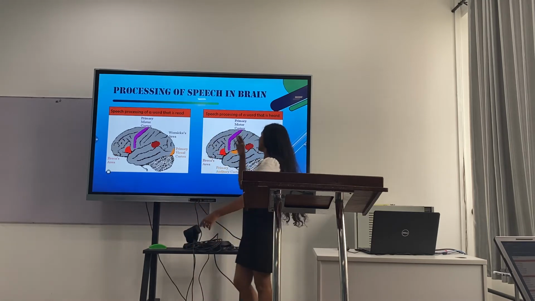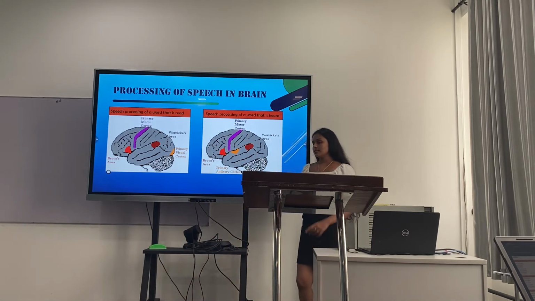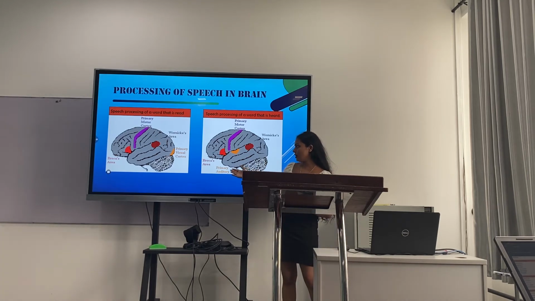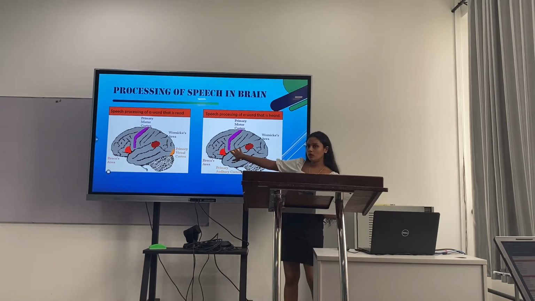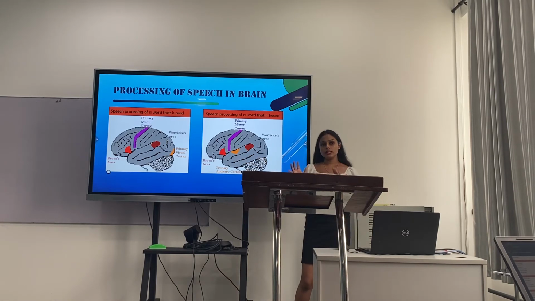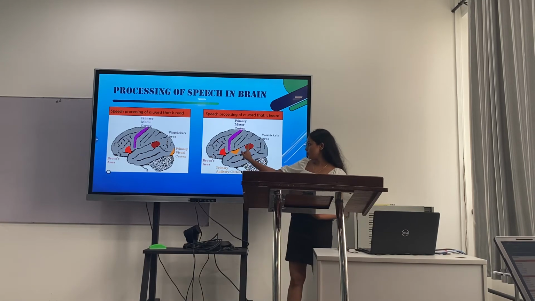The primary motor cortex, by controlling the muscles of your face, mouth and lips, will produce the speech. And when a word is heard, the signals received by the eardrums are forwarded to the primary auditory cortex, which is this yellow part, and then those signals, after being recognized as auditory signals, are forwarded to Wernicke's area, the speech recognition center.